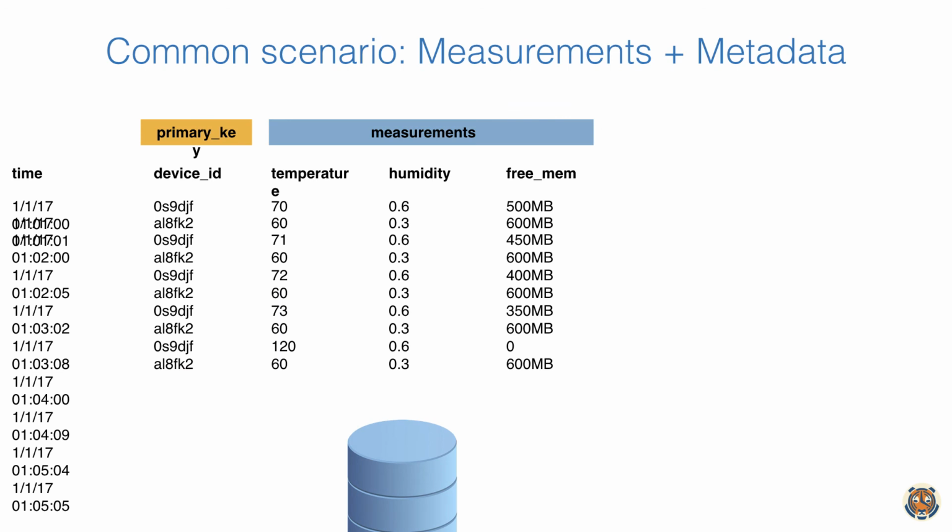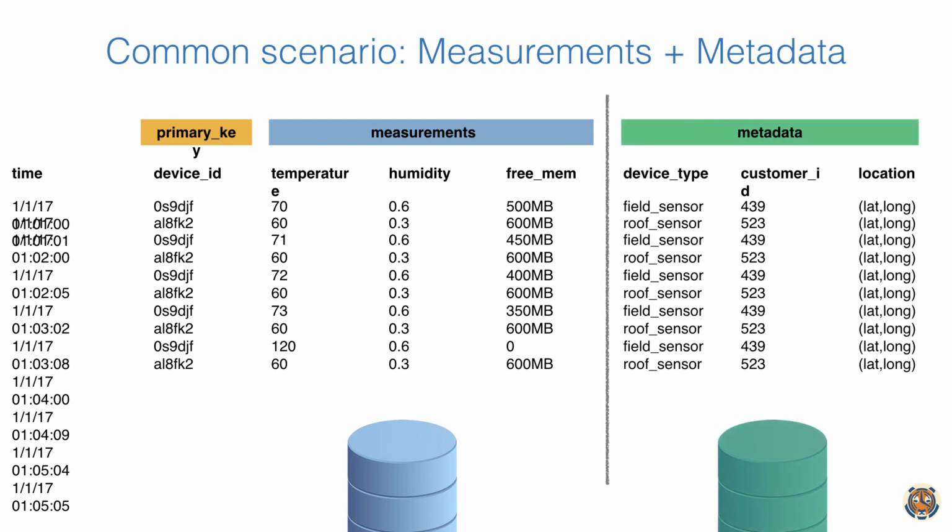So imagine you have a sensor that has temperature, humidity, and free mem going to you. You might also have associated metadata giving you information about your device. Something like customer ID or the location, if the location doesn't change often, right? And if you don't have joins, that means in order to analyze this data, you have to perform joins at the application level with all of the additional complexity that involves.